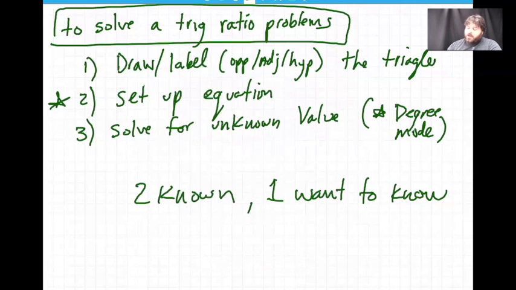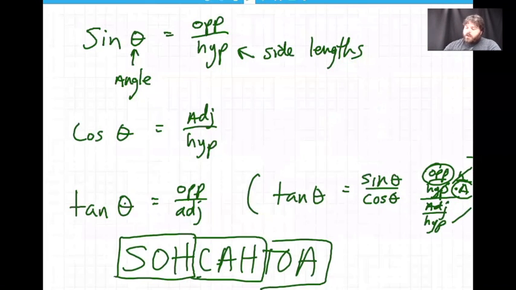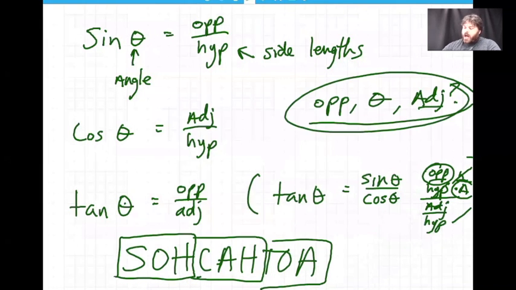Okay? There'll be two things that you know and one thing that you want to know. Whichever equation deals with the two things that you know and the one thing that you want to know, use that equation. So for example, looking back here, if they give me the opposite side and the angle theta, and I want to know the adjacent. So what is the adjacent? Which one deals with opposite, adjacent, and theta?